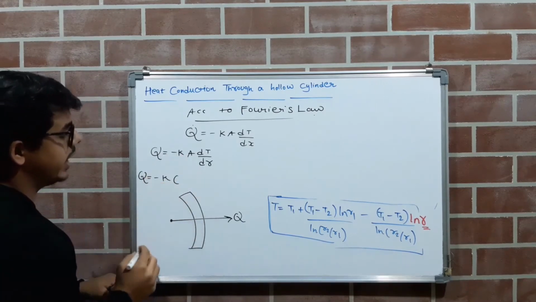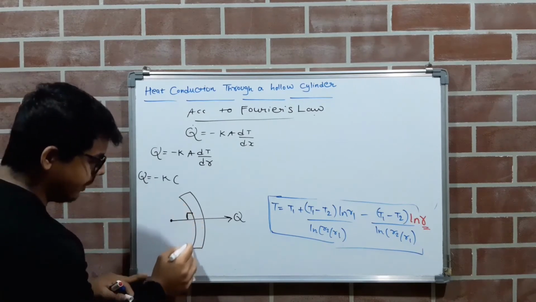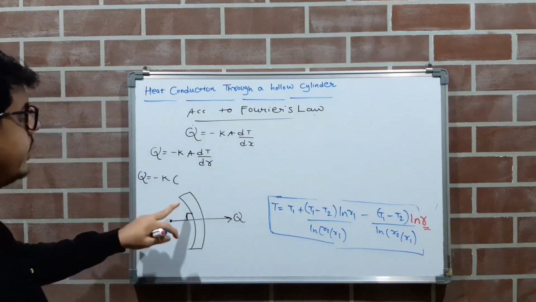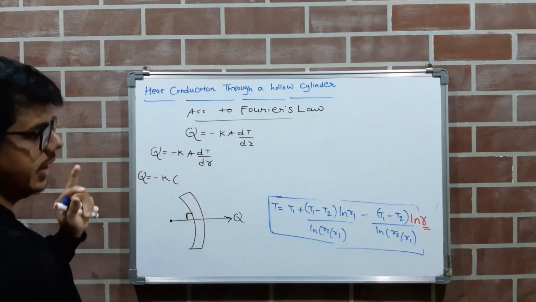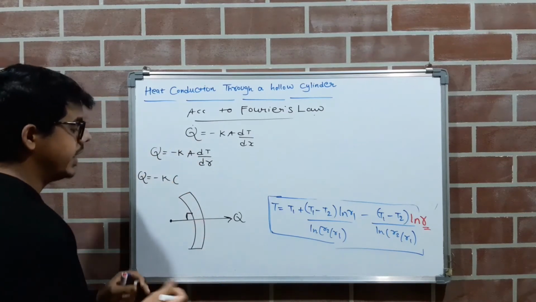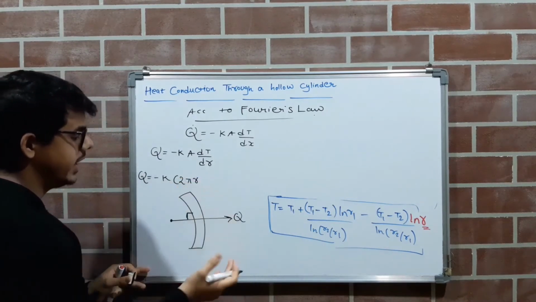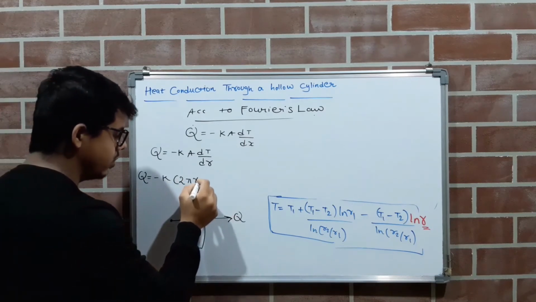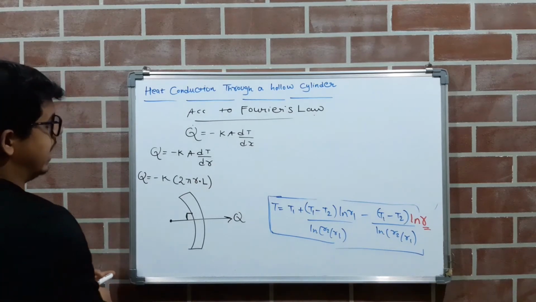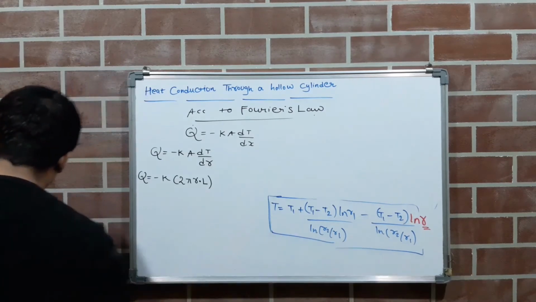Now which area we have to write? The area which is perpendicular to this heat flow direction. So this area we have to write. Now what is this area? This is the area of the elemental hollow cylinder. Now what is the area of the cylinder? Area of the cylinder can be written as 2 pi into radius r, where r is the radius of that elemental hollow cylinder, into the length of that cylinder. So minus K into 2 pi r L into dT by dr.